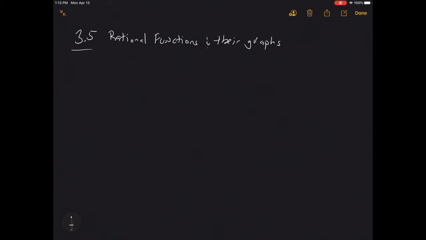All right, so today's lesson, 3.5, we're going to talk about rational functions and their graphs. I would say this is pretty important as far as future math classes are concerned and future topics. So this is something that we're going to spend some real time going through.